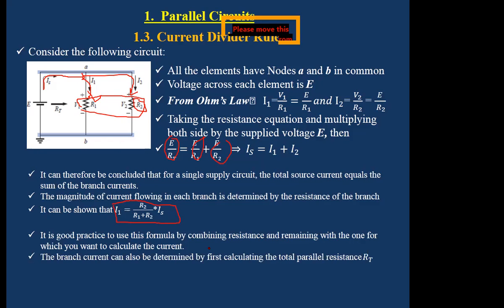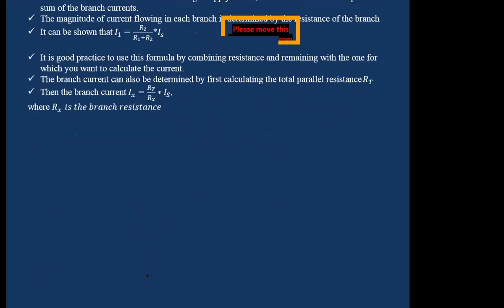Or you can calculate by first calculating the total parallel resistance RT, then the current in branch X, which is IX, will be equal to the total parallel resistance RT over the resistance of branch X, multiplied by the supply current. We'll show that by way of an example.